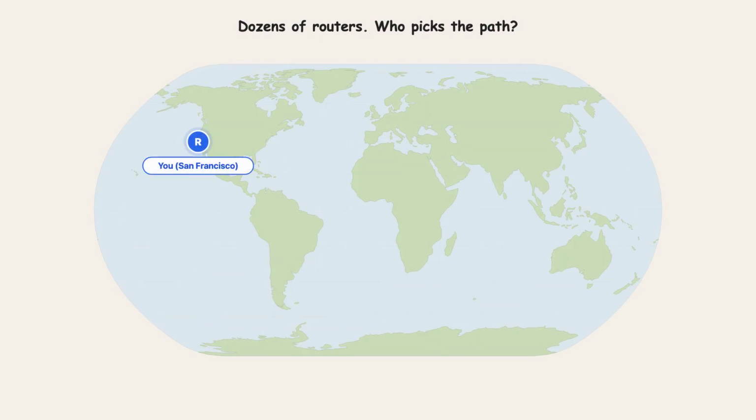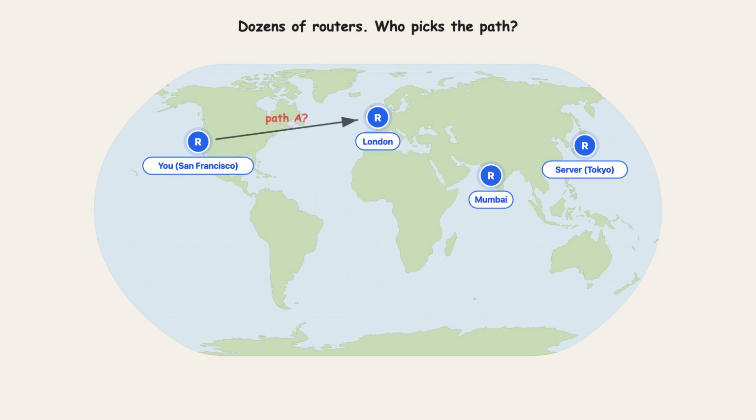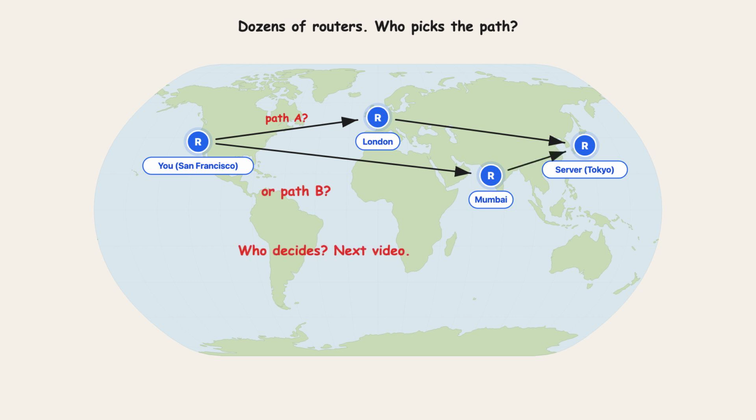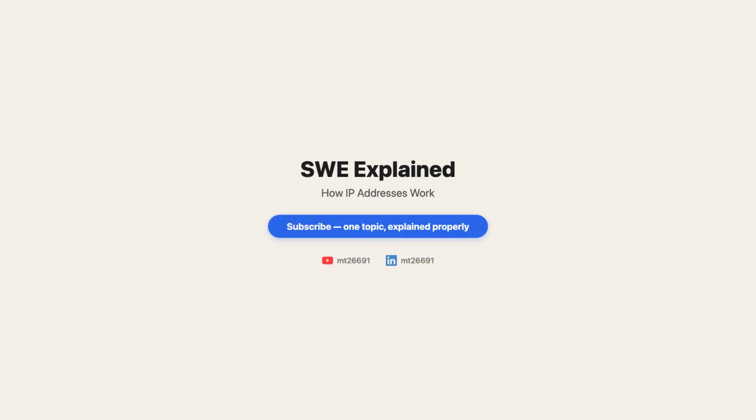But there is one more question. Between your router and the server, there may be dozens of routers. So who decides the path? That is the next video. How routers choose the path.